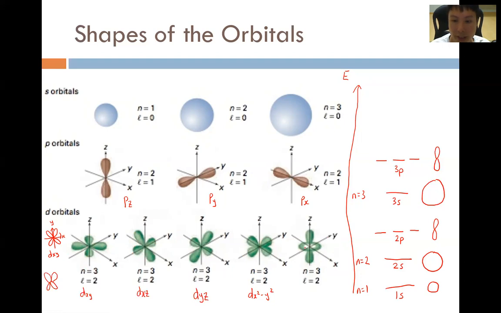This orbital, on the other hand, lies along the z-axis and looks like a dumbbell shape, but the only difference is that there is a donut shape in the middle of this atomic orbital. And this is labeled as the dz squared orbital.